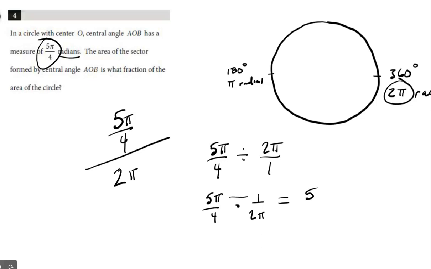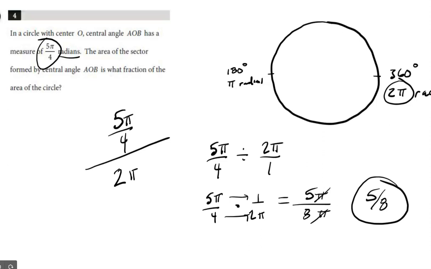So 5 pi times 1 is 5 pi. 4 times 2 pi is 8 pi. You can cancel out the pi's. So it looks like 5/8 is the fraction of the area. So when you bubble in your answer, bubble in 5/8.